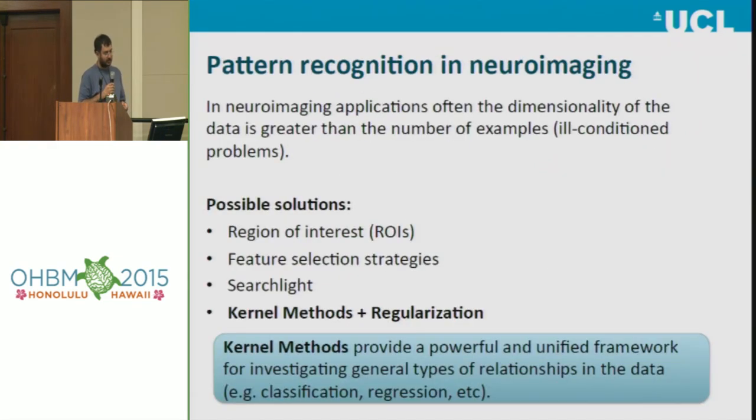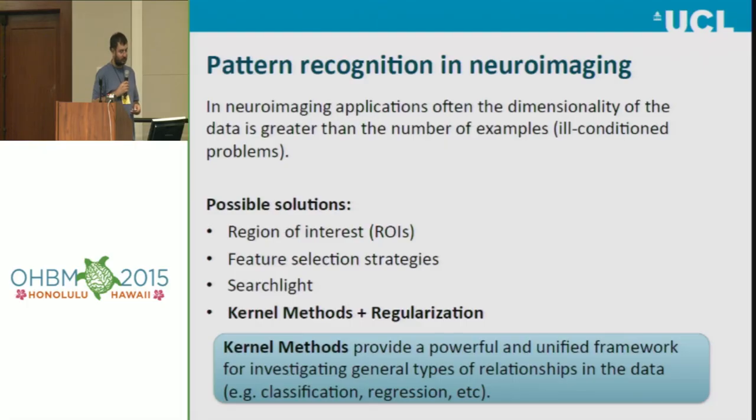In neuroimaging, if we want to use pattern recognition, probably the main obstacle is the fact that the dimensionality of the data is much greater than the number of examples. This is called ill conditioning. This makes learning a hyperplane for regression or classification very difficult, or rather, learning one that's reliable is very difficult.